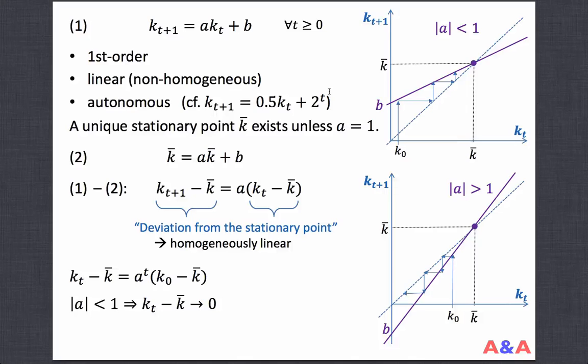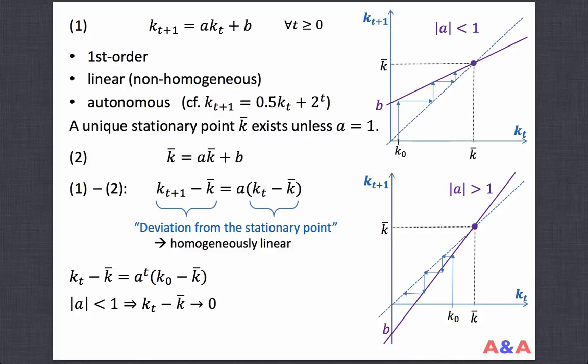This first diagram shows the dynamics of this system, equation 1, when the slope A is smaller than 1. The horizontal axis is k_t and the vertical axis is the next date value of k, k_{t+1}. This purple line represents the system, k_{t+1} = A k_t + B. The slope is smaller than 1. And the stationary point of this system is represented by the intersection between this line and the 45-degree line.